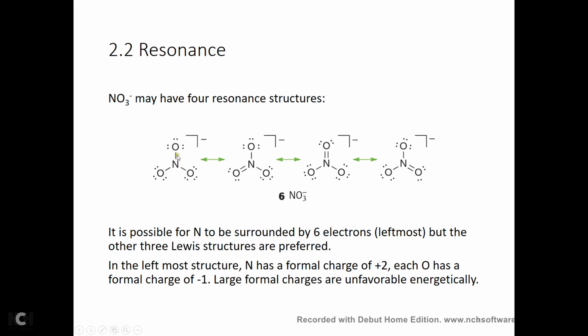How do we fix this? We just give these 2 electrons from this oxygen to over here. Between oxygen and nitrogen, it becomes a bond. So you have a double bond here, and then you can have a double bond here or here. So you have a total of 4 resonance structures.